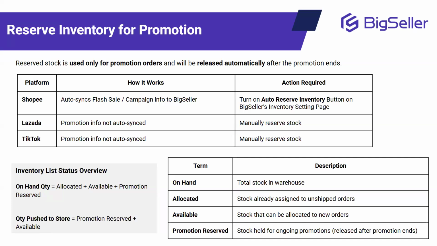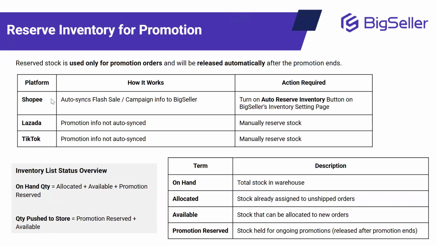Reserve stock is used only for promotion orders and will be released automatically to your available stock after the promotion ends. So it's only used for promotion orders. This can help you control inventory and prevent overselling, like preventing non-promotion orders from using the promotion stock. And we can see that the supported platforms are Shopee, Lazada, and TikTok.